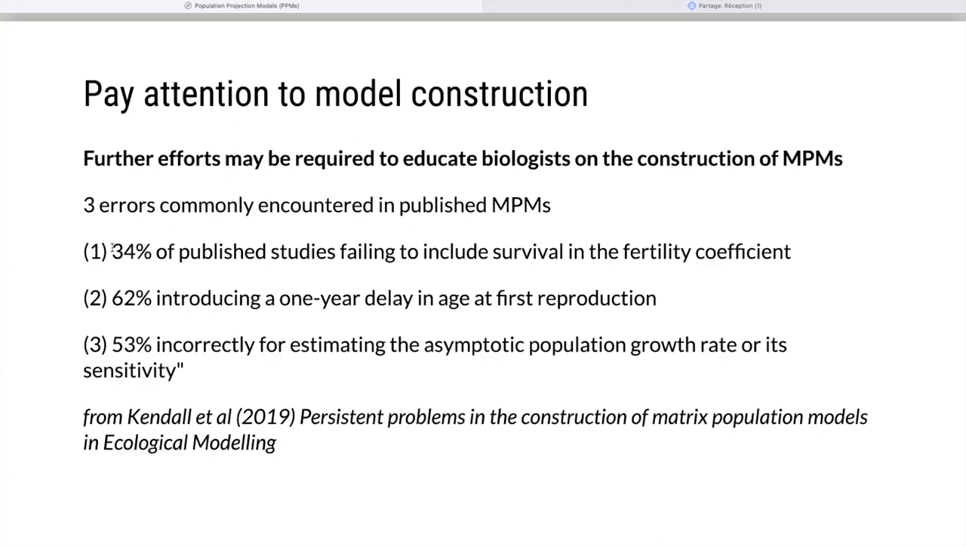If you look at the matrices available for the species, it seems that 35% of published species fail to include survival and fertility in the right row of the matrix. 62% introduced a one-year delay in age at first reproduction. 53% incorrectly estimate the asymptotic population growth rate because they used the wrong formula or wrongly calculated the sensitivity. So it's very important to write the agenda of events, write the life cycle to make sure you correctly write your equations and the population matrix. So this paper was really interesting for me, and I show it to my students all the time.